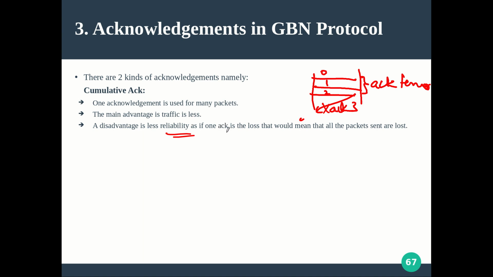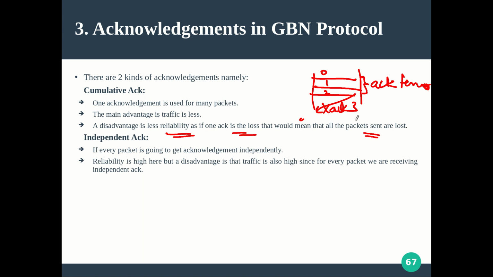If one acknowledgement is lost, that would mean that all the packets sent are lost. In that way the sender will interpret it, and it may go to retransmission. But when it comes to independent acknowledgement, every packet gets an acknowledgement independently, like the 0 acknowledgement, next 1 its acknowledgement, next 2 its acknowledgement. Like that, independently for every packet we have a separate acknowledgement.